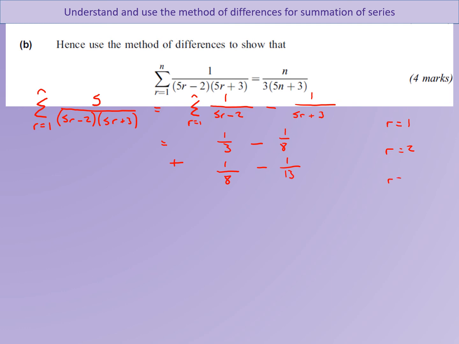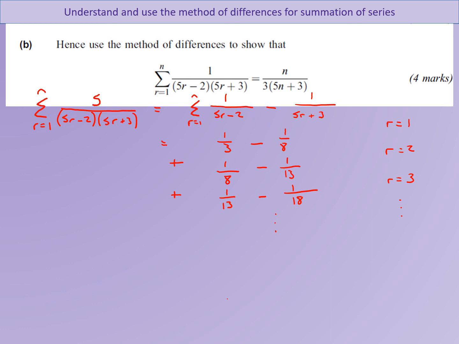So the r equals 3 term, got plus, so put 3 into the rule, we get 5 times 3 is 15, take away 2 is 13, take away, and then 1 over 5 times 3 is 15, plus 3 is 18. So you need to go as far as it takes for you to see where the pattern is, where the cancelling is going to happen. I can already see that the 1/8 and the minus 1/8 and the 1/13 and minus 1/13 are going to cancel. So I don't need to do any more terms after that, now that I've spotted the pattern. Now skip to the end. Again, it's up to you exactly how many terms you do at the end.